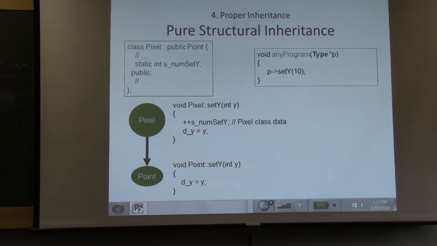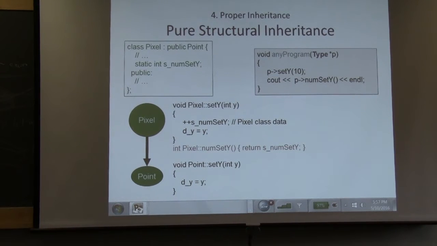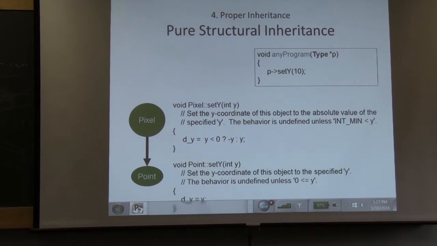How about this? I have a static num set. And quietly in the pixel, I'm going to save the information. You know, I call this function again. Is this OK as of right now? Well, it depends on whether there's a way to get that from the base class interface. But there isn't. It's in the derived class. So that's OK. And if I want to add even something that returns this thing in pixel, that's fine too, because I couldn't have used any of that for a program written in terms of the base class. So it's OK. All right.